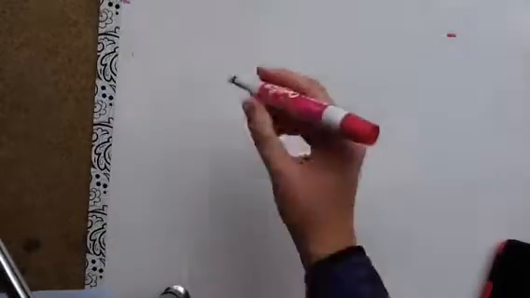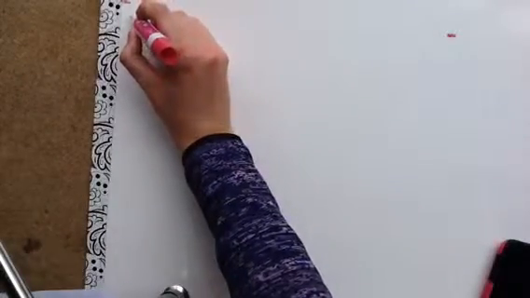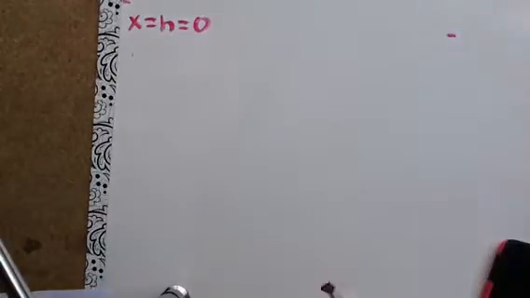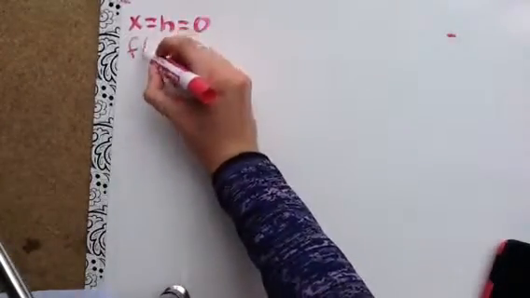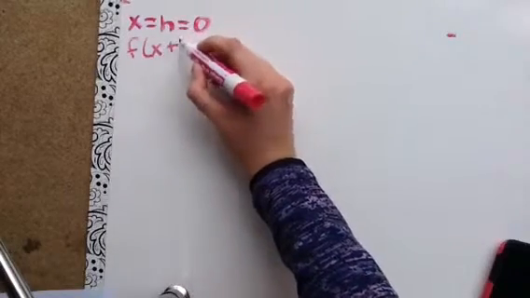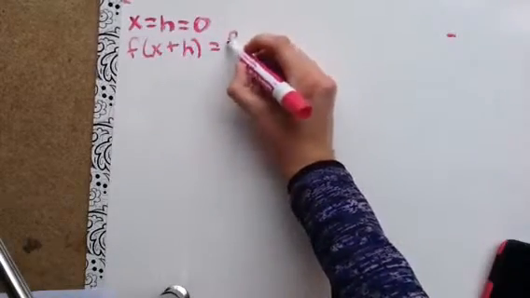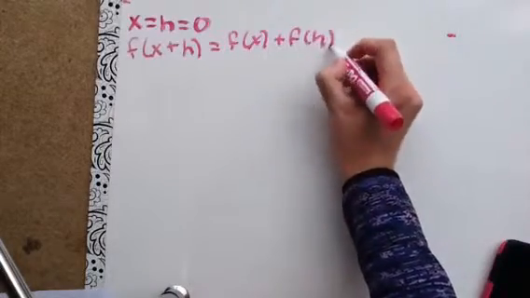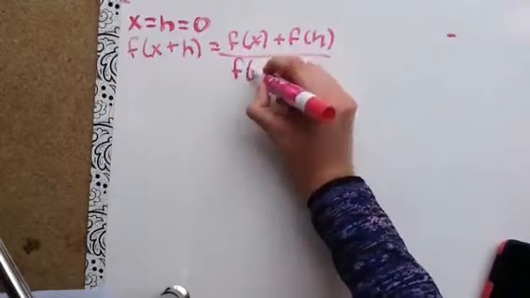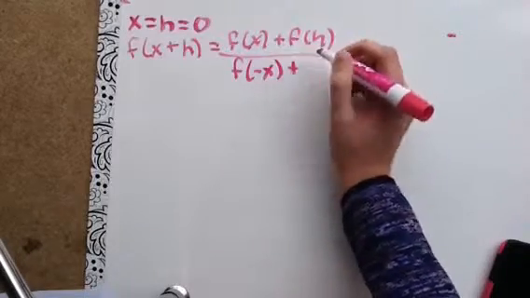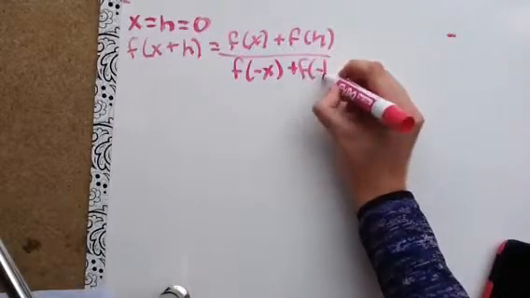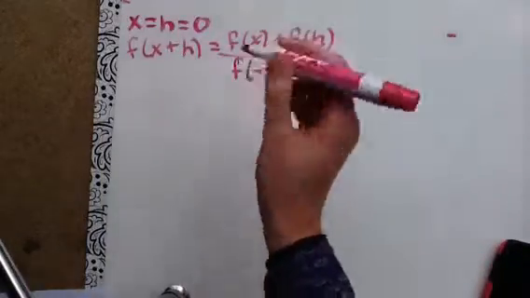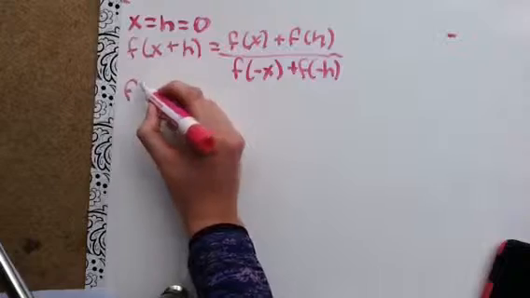In order to find f of 0, we're going to let x and h equal 0. And the problem it gave us in the directions was this, and this is what we're going to use to figure out f of 0. So because x and h both equal 0, we're just going to plug in 0 for each of them.